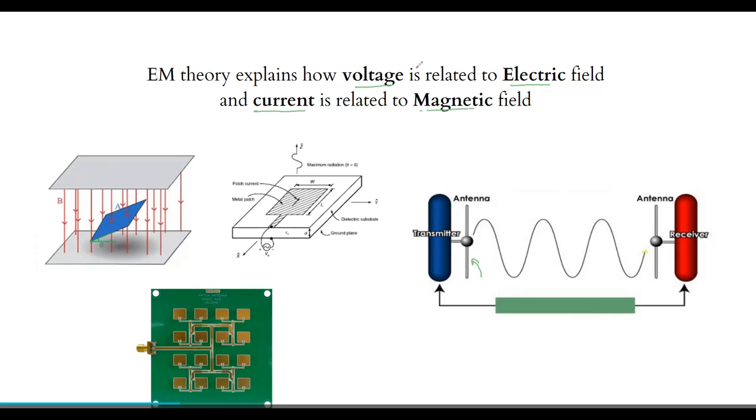So we need a varying current in this dipole antenna to generate a magnetic field, and with the magnetic field, an electric field is generated, and from the electric field, a magnetic field is generated, and so on. The chain reaction will go on, and a wave will propagate along the space.